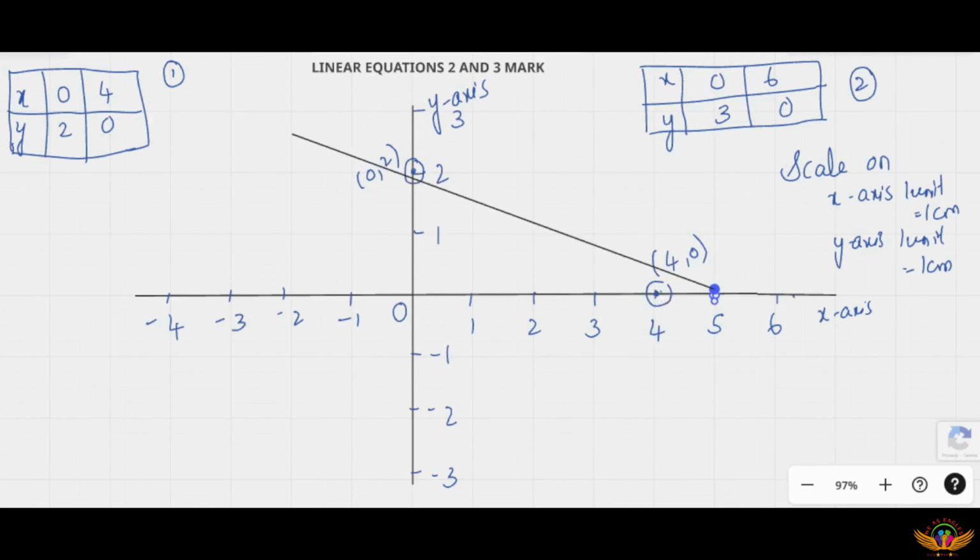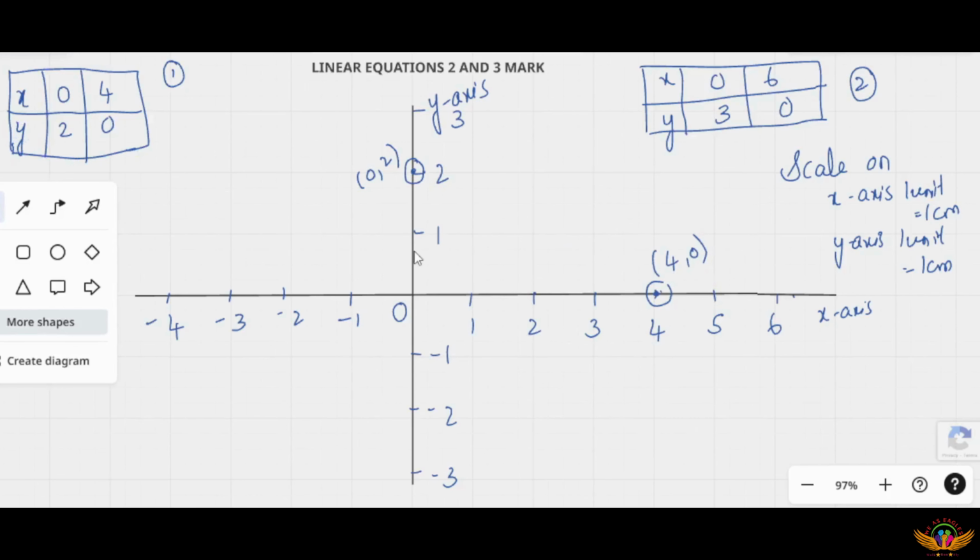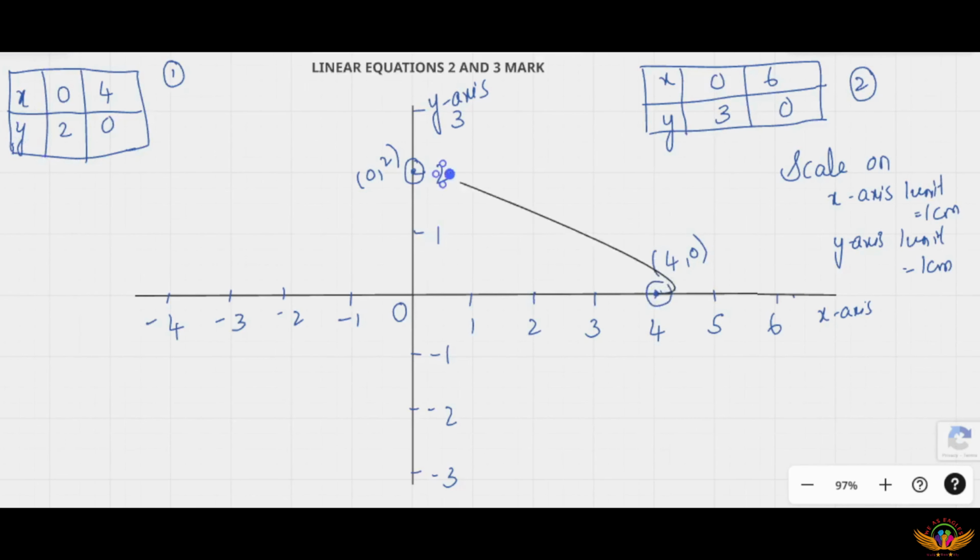So you have to actually draw, wait a minute, I will just draw it neatly. I don't know whether this line will support it or not. Let me draw it directly with my hand, but you draw with a scale while you are drawing the line. Okay, the line will go like this, and this line is our equation number 1.